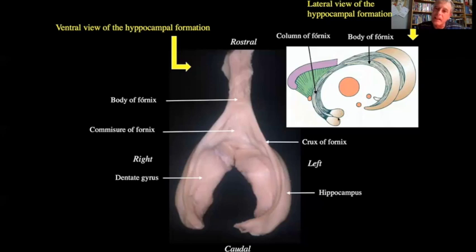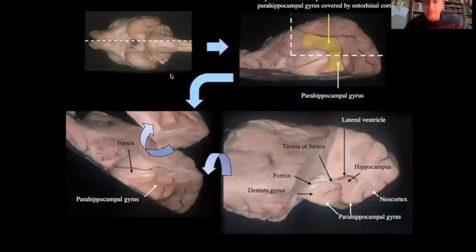These are the mammillary nuclei or mammillary bodies, right? Right, this is wrong. The body of fornix should be located here, not here. This is not the body of fornix. All right. So let's understand that.